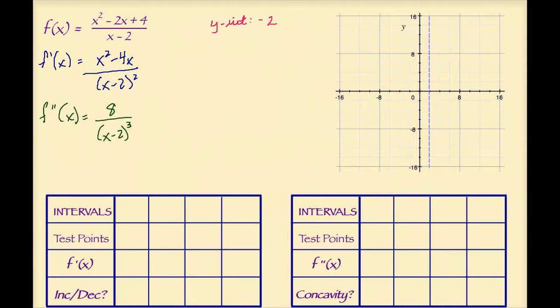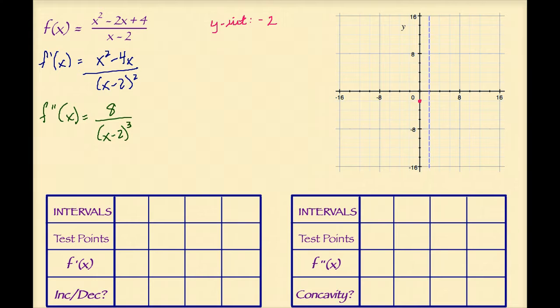Okay, now it's time to use our analysis to sketch a graph of the function. As you can see, I have brought our y-intercept over from our first bit of analysis. I've also placed the vertical asymptote at 2. Remember, there were no horizontal asymptotes and there were no x-intercepts, and so I can go ahead and plot this point. 0, negative 2. We know that the graph goes through this point because it's the y-intercept.